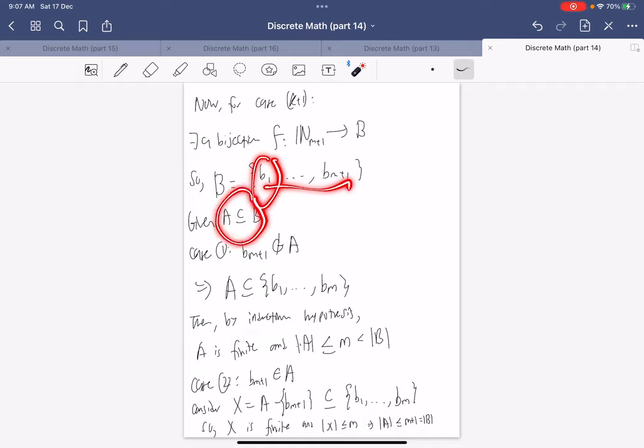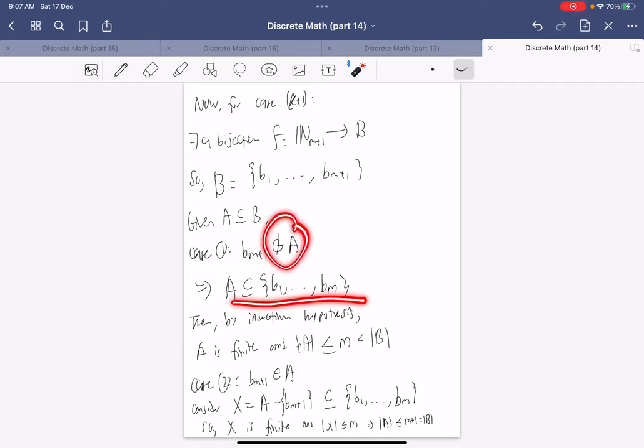And if A is a subset of B, there are two cases. Either B(M+1) is not an element of A, and so A being a subset of B, not an element of A, that means A must be a subset of B1 to Bm. And by the induction hypothesis, this means A is finite and the cardinality of A is less than or equal to M, which is less than the cardinality of B. So it is true.